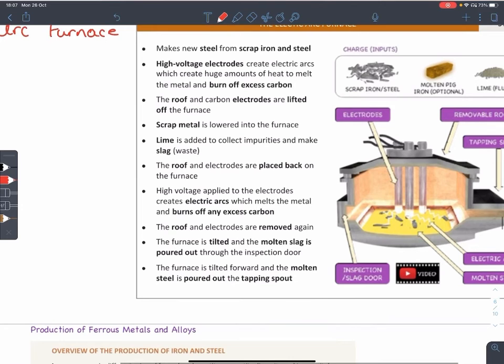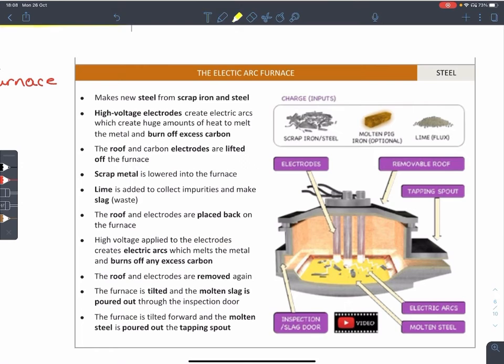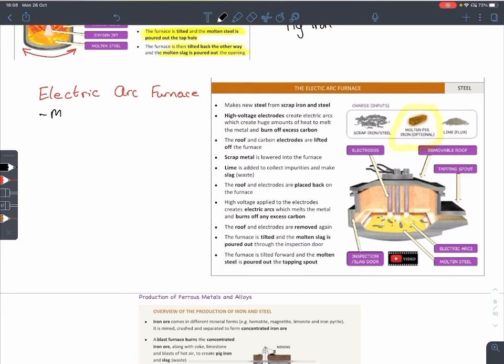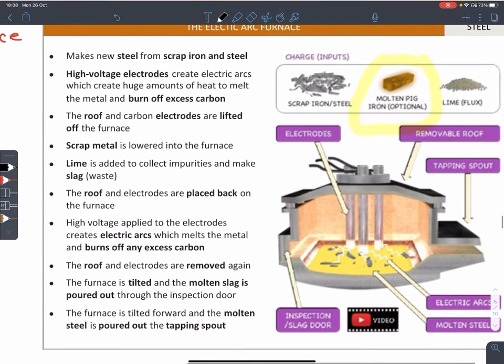So the last furnace then is the electric arc furnace. Now this makes new steel from scrap iron and steel again. So here we can see from this section, I'll write it down again, that the molten pig iron here will be optional. So what happens here is electrodes are used to create electric arcs, which creates a huge amount of heat to melt the metal and burn off the excess carbon.